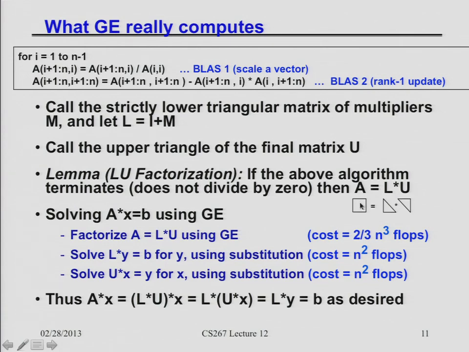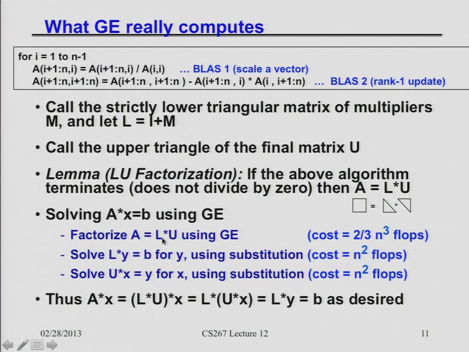So let me write it this way. A was my original square matrix. L is a lower triangular matrix. U is the upper triangular matrix. And so I've done this factorization. That's what the output is of Gaussian elimination. And that's how the software that everybody uses actually solves AX equals B. There are three steps. The first one is the algorithm I just showed you. You take A and you factor it into L times U.